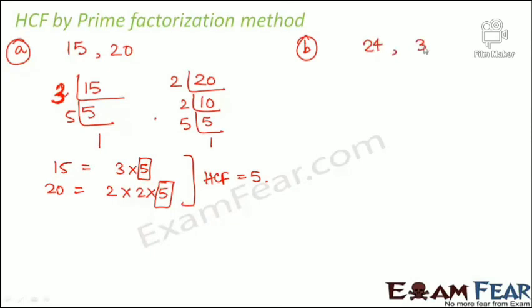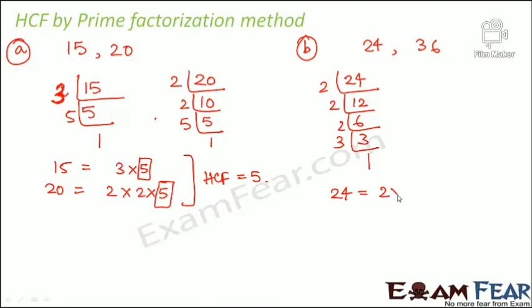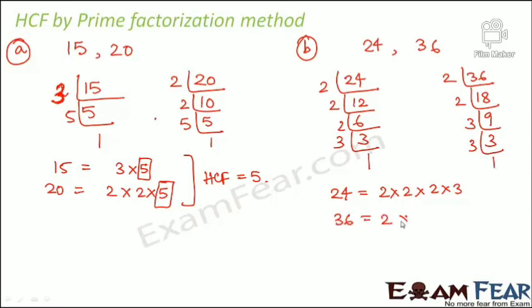So here we will find out HCF of 24 and 36. Let us do prime factorization of 24. So this would be 2 into 12, this would be 2 into 6, this would be 2 3s is 6, and this would be 3 into 1. So 24 can be written as 2 into 2 into 2 into 3. Now let us talk about 36. So here this would be 2 18s are 36, 2 9s are 18, and then 3 3s are 9, and 3 1s are 3. So 36 can be written as 2 into 2 into 3 into 3.